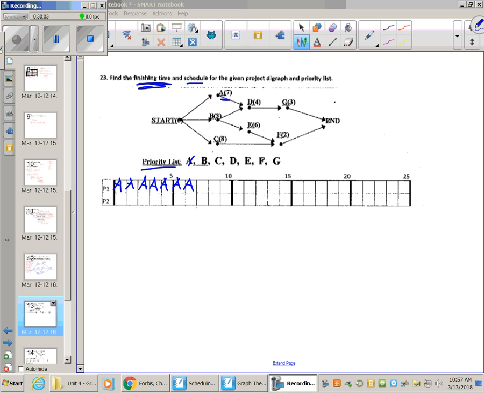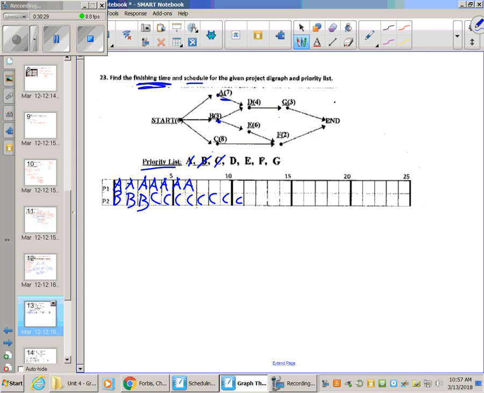Okay, so I've done A, now moving on to B. Well, B's ready too. It has no prereq, so as far left as I can go is P2 with its processing time of 3, so I'm going to cross B out. Moving on to C. C is ready as well, so I'm going to take it as far left as I can go, which is again at P2. So that's 1, 2, 3, 4, 5, 6, 7, and 8. So C's done.